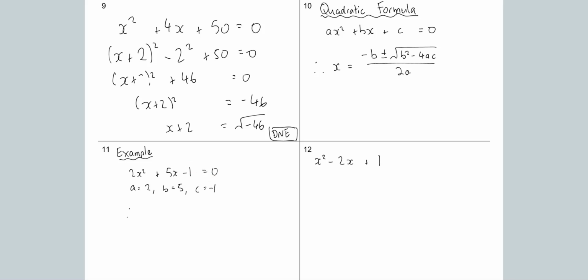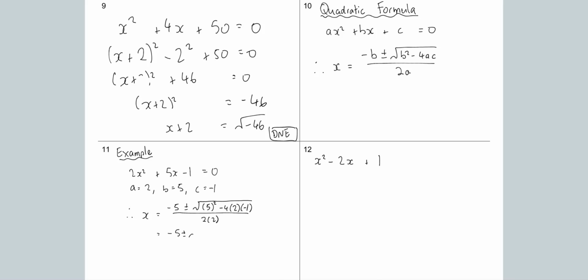Okay. Therefore, x is equal to negative b, so -5, plus or minus the square root of b squared. Now, what I tend to do is I try not to do too much at once. I use brackets and do my substitution first. b squared, so 5 squared, minus 4ac. And note that I just leave the drawing of the bar to the end so I don't know how long to make it. So I just do a substitution, all over 2 multiplied by a, which is 2 in this instance as well.